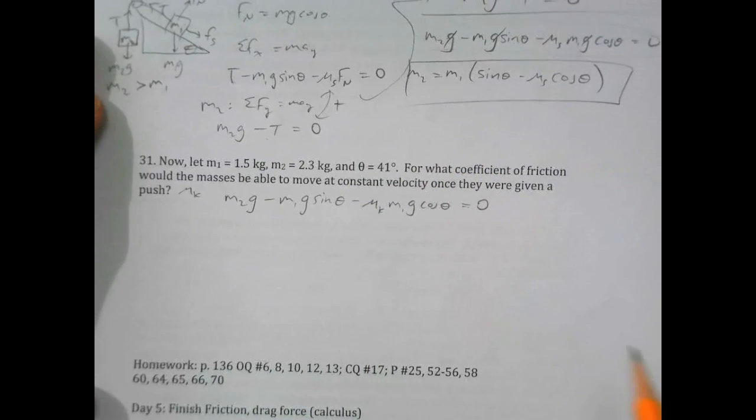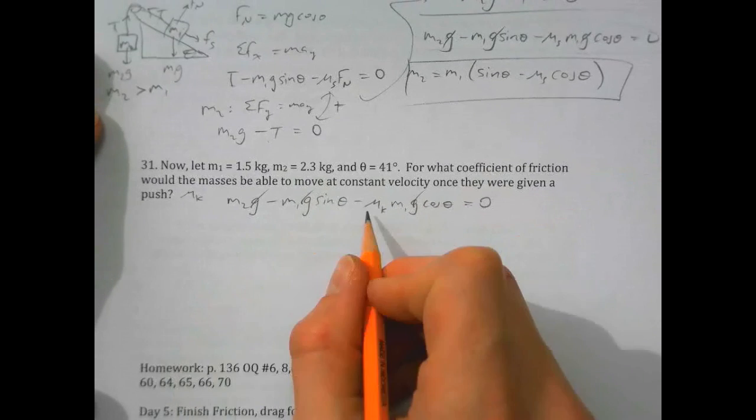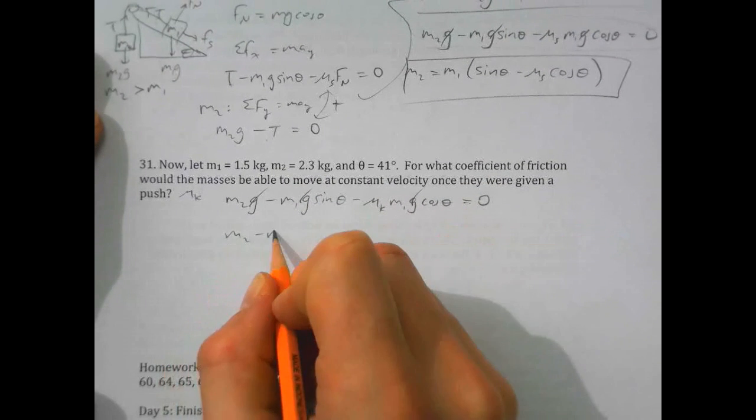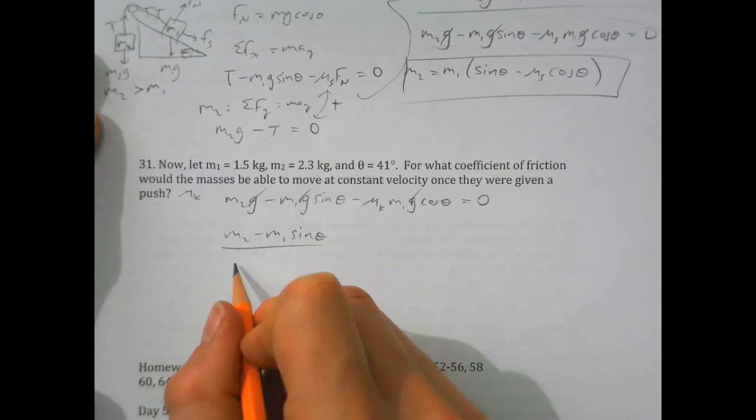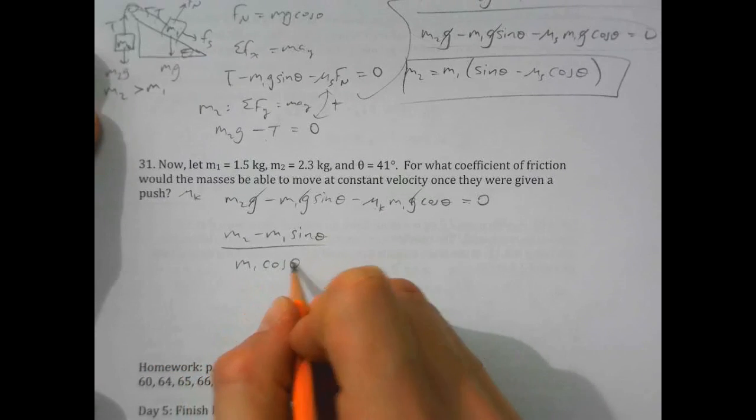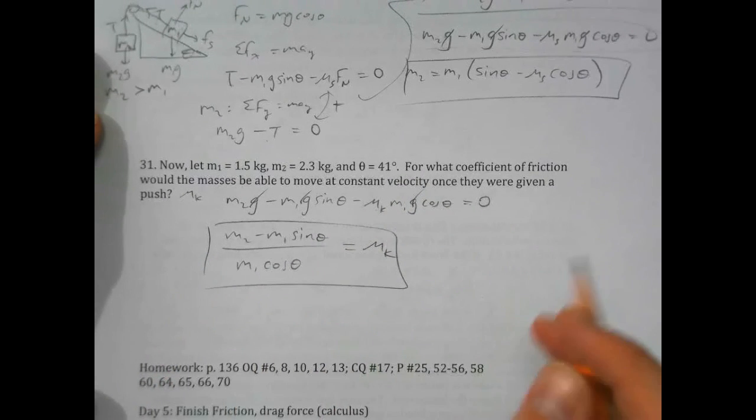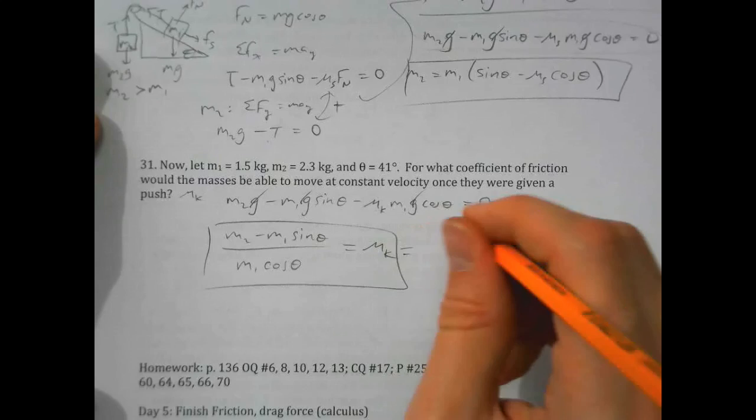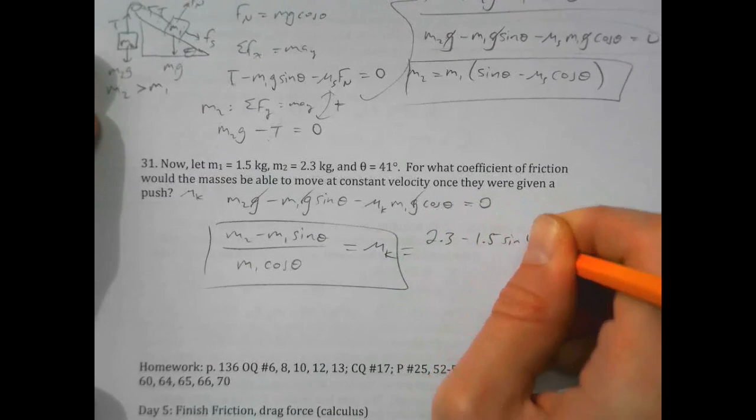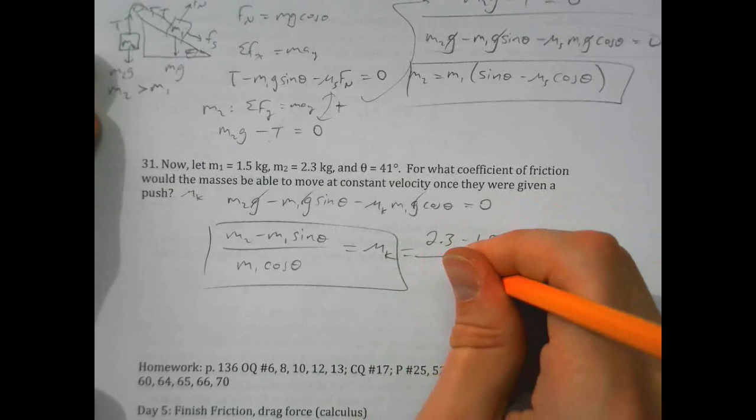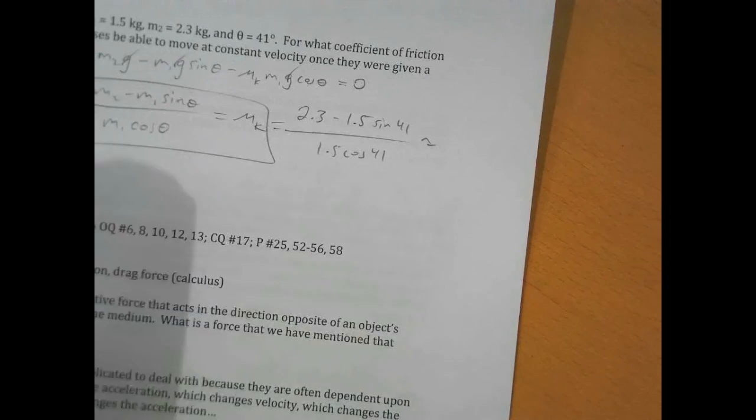But then we're solving for mu k. g again will cancel out. So if we move that over, then we have M2 minus M1 sine theta equals mu k M1 cosine theta. So we divide by M1 cosine theta, and this is our expression for mu k. Oh, but we're given numbers. Whoops. So then we could plug those in to get a value for mu k.